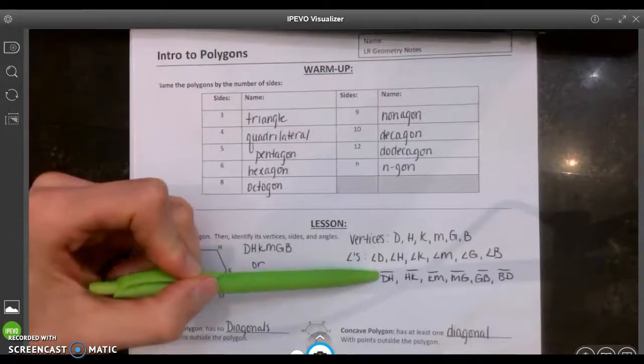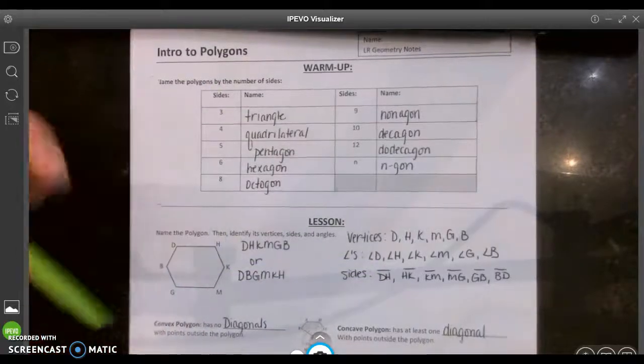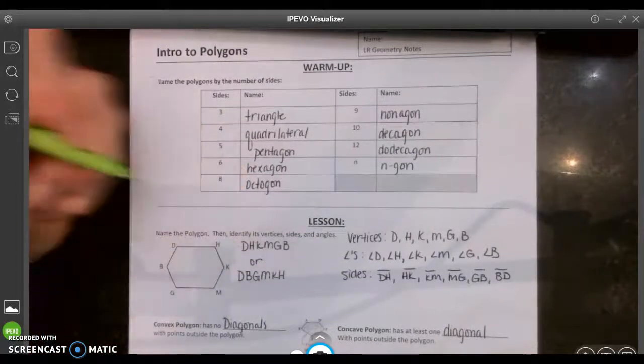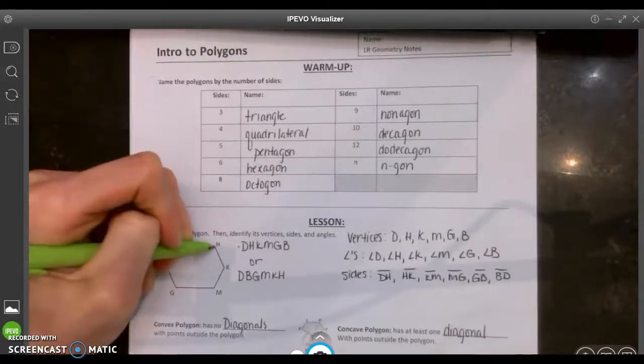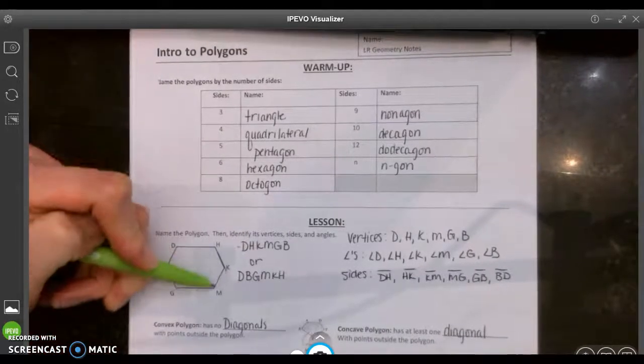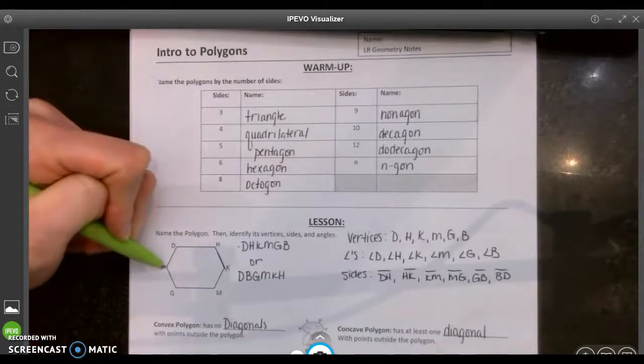And then the sides, remember, we notate that with that segment bar above the top. So I went in the same order I went in when I named the figure this way, and I said side DH, side HK, side KM, side MG, side GB, and side BD.